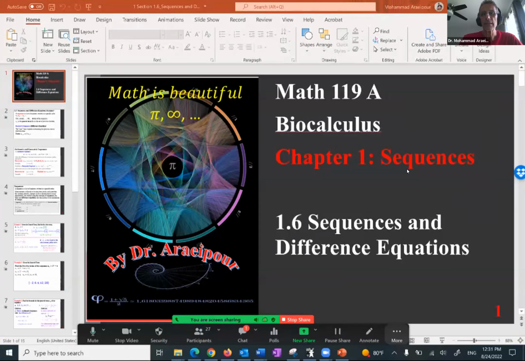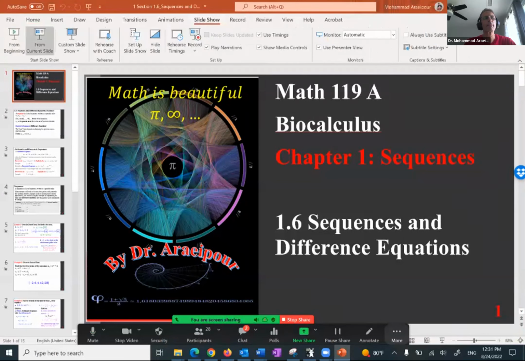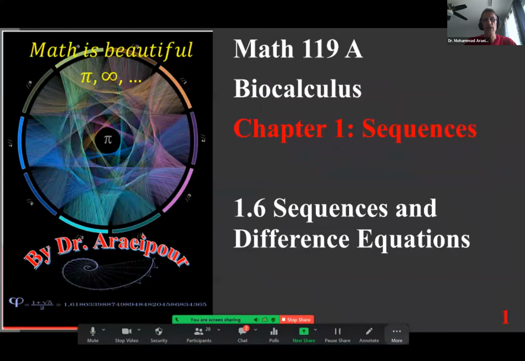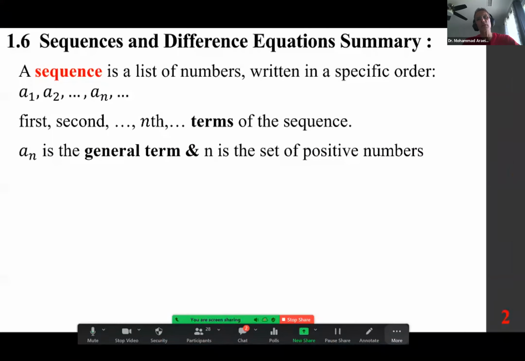Good afternoon, class. We are looking at section 1.6, sequences and difference equations. We start with the summary.